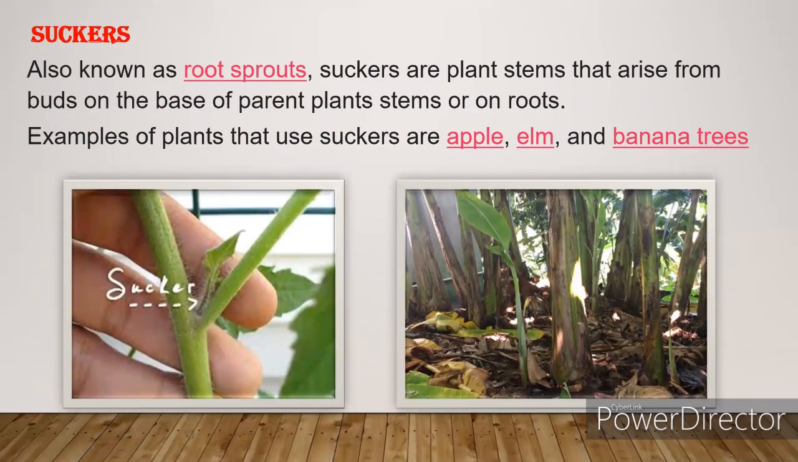Then the sucker. Suckers are also known as root sprouts. Suckers are plant stems that arise from buds at the base of the parent plant stem or on the roots. Examples of plants that use suckers are the apple and banana trees. These are examples of suckers you can see in this diagram. Then this is the sucker.